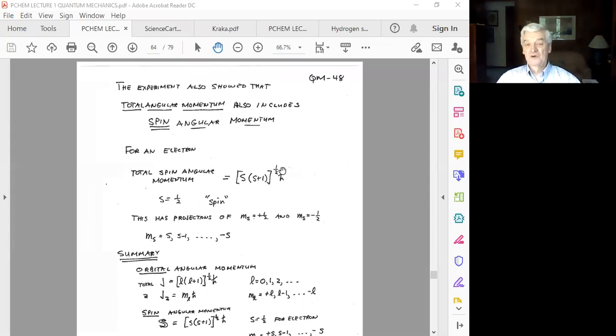So this is the total angular momentum, but just as we had with angular momentum, it's going to have components. The components range from plus s down to minus s. The oddity about spin is the spin quantum numbers are halves. So m sub s can be plus a half or minus a half. In freshman chemistry, you probably talked about spin up for plus a half and spin down for minus a half.